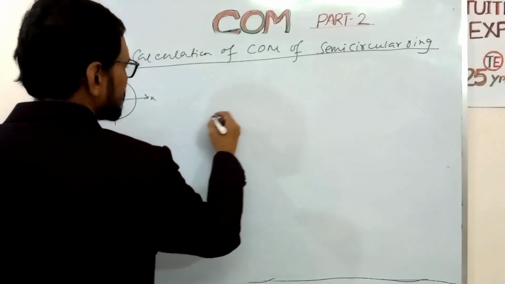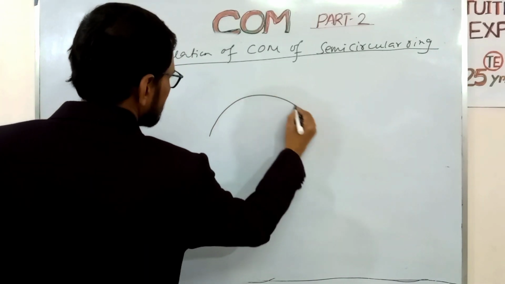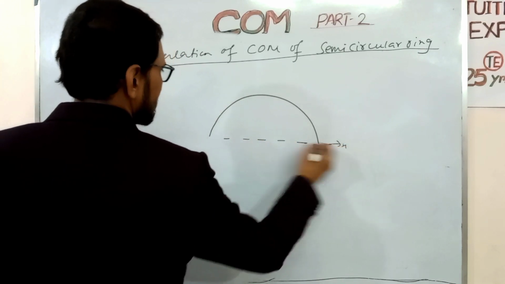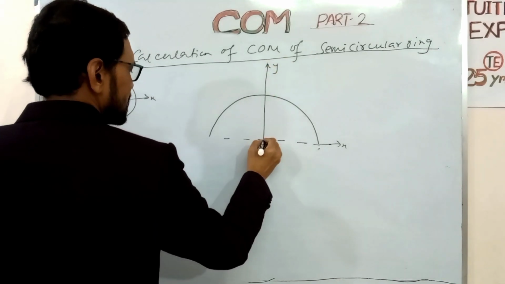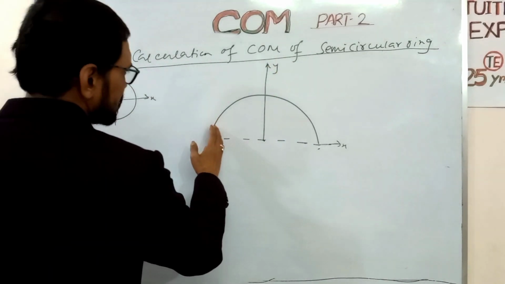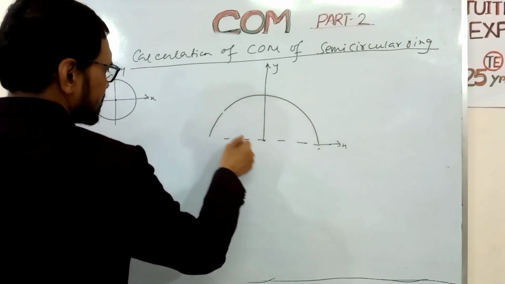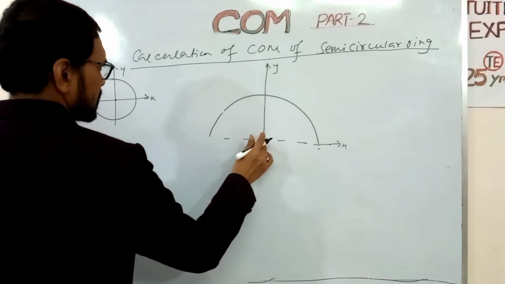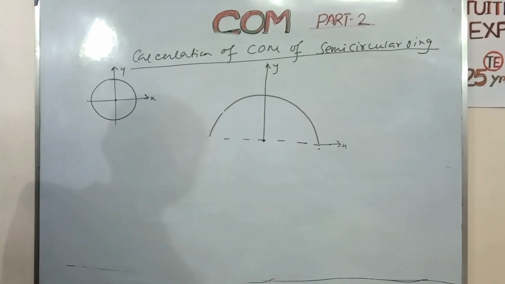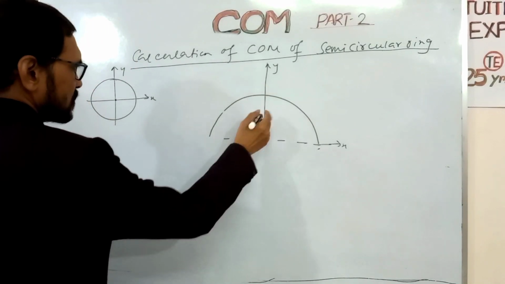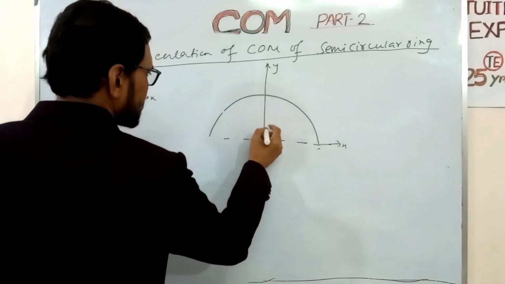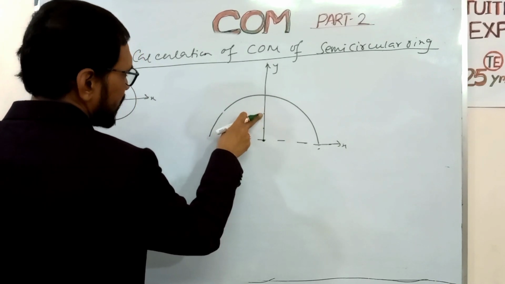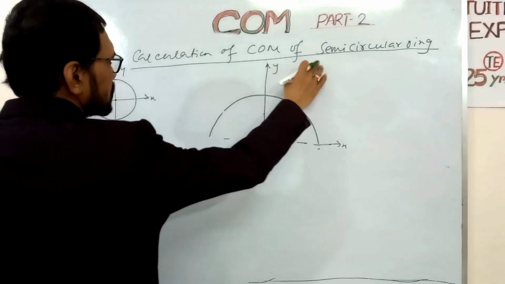But if we consider a semicircular ring, suppose this is a semicircular ring, and we take the x-axis along this direction and the y-axis along this direction, then it is symmetrical about the y-axis. So the x coordinate of the center of mass will be on the y-axis. The center of mass will lie on the y-axis; at which particular distance on the y-axis the center of mass is present, we calculate this.